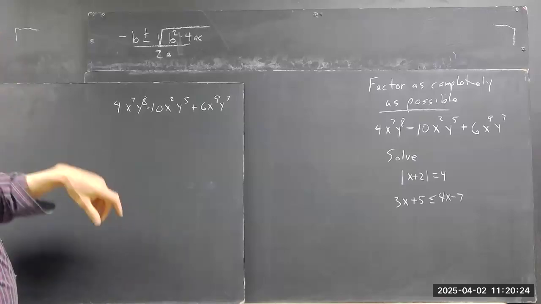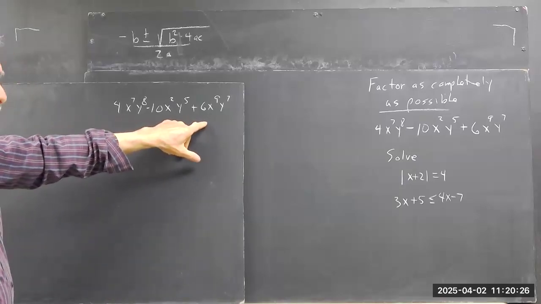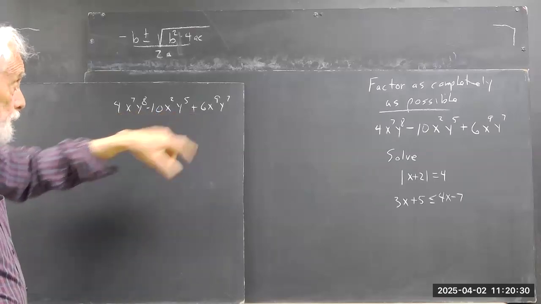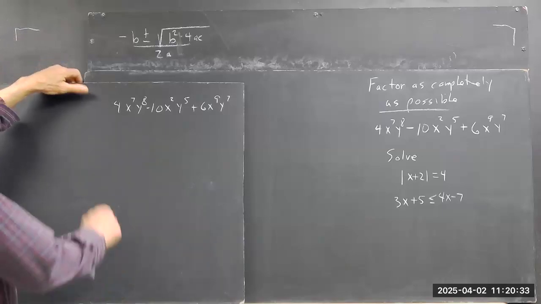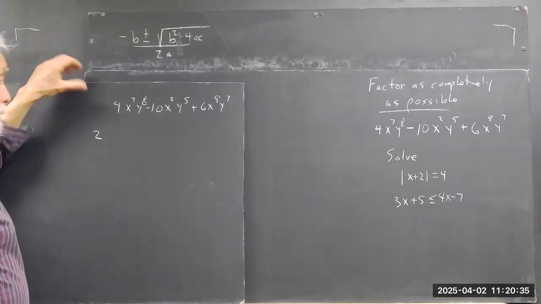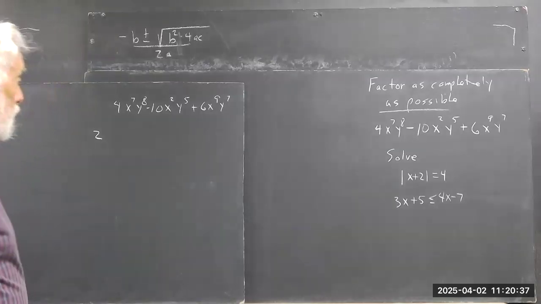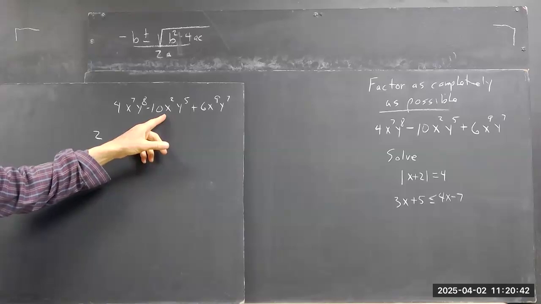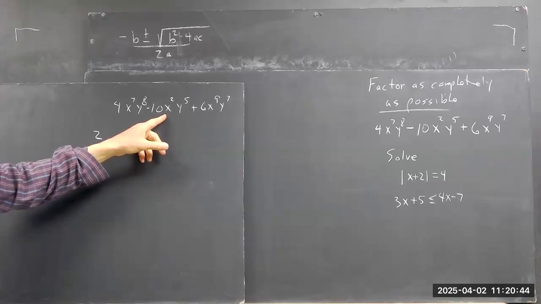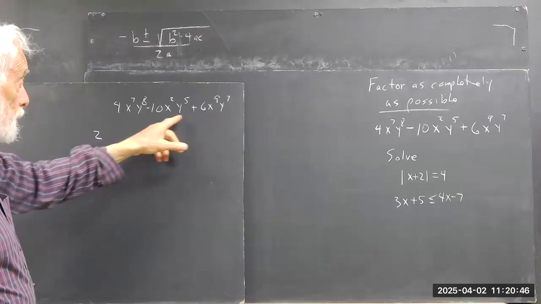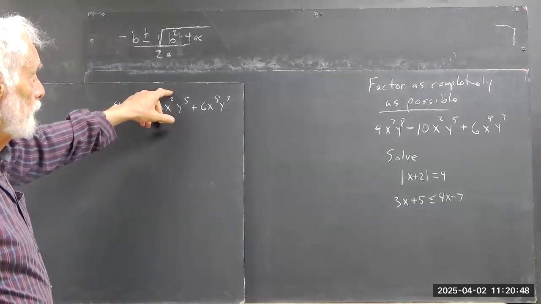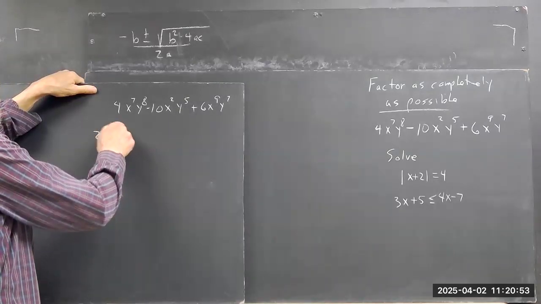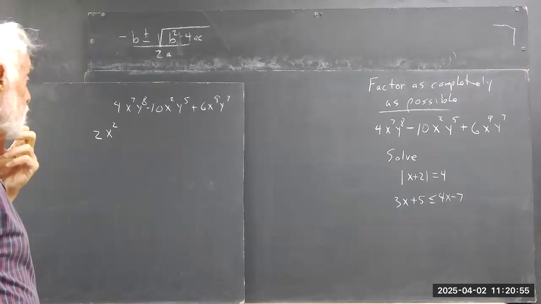Now you can tell by inspection that two is the biggest number that'll factor into 4, 10, and 6. So you're probably going to want to have a 2 out in front of it. And we also have at least an x squared in every term. We have an x to the seventh here and an x to the ninth here. X squared is the lowest power of x that's common to all the terms, so we're going to be able to factor that out.